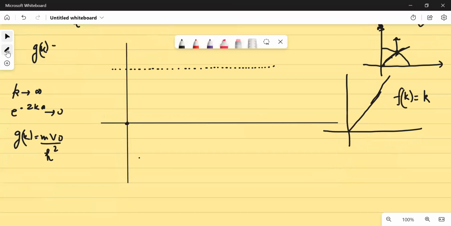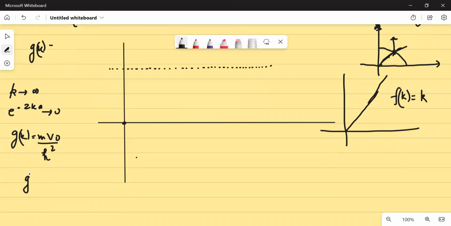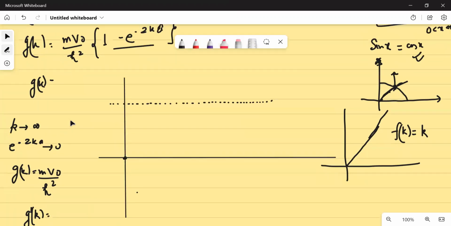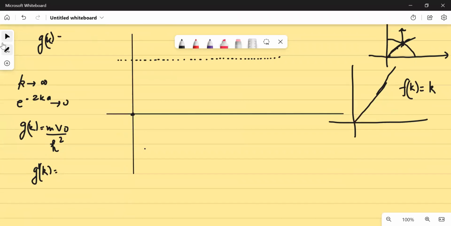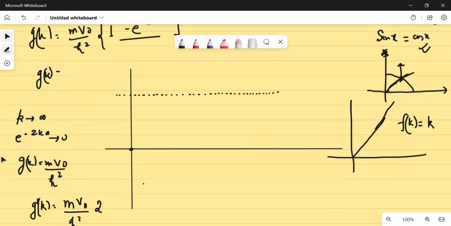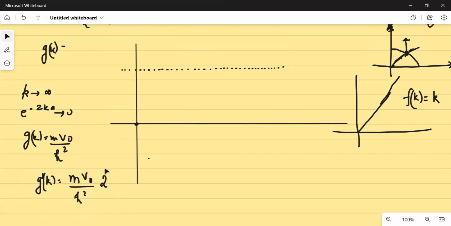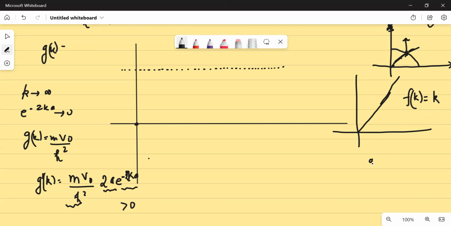And how does my g(k) rise? Basically I would simply differentiate it. So g dash k can be written as mV0 upon h square times 2a e to the power minus 2ka. This is positive, this is positive, this is positive. All of them are positive, so I can write that g dash k is positive. That implies g(k) is an increasing function.